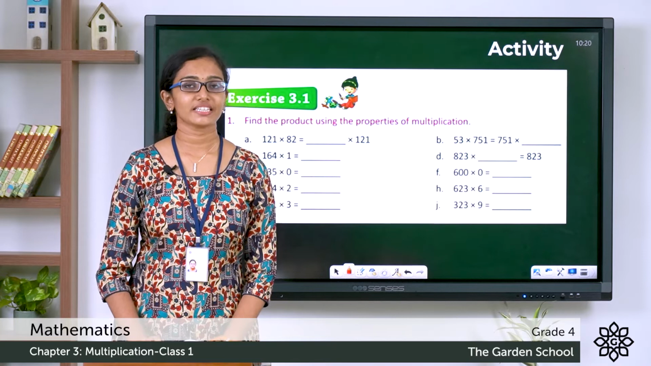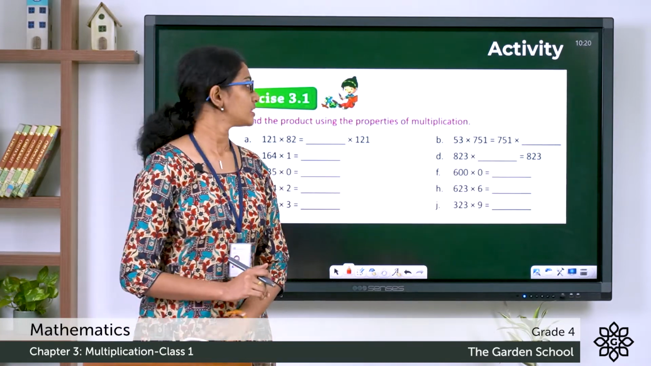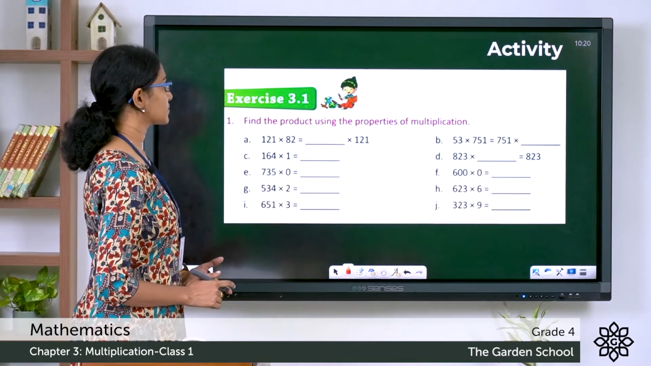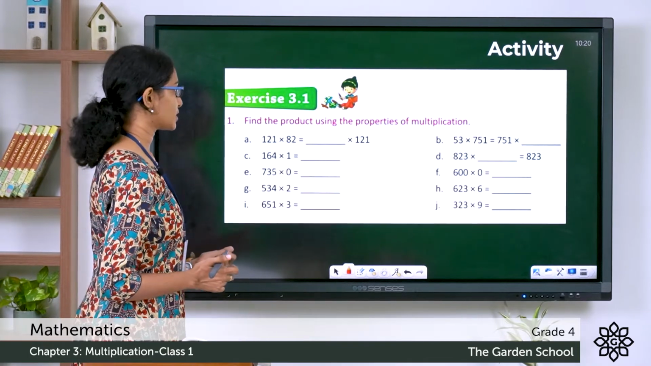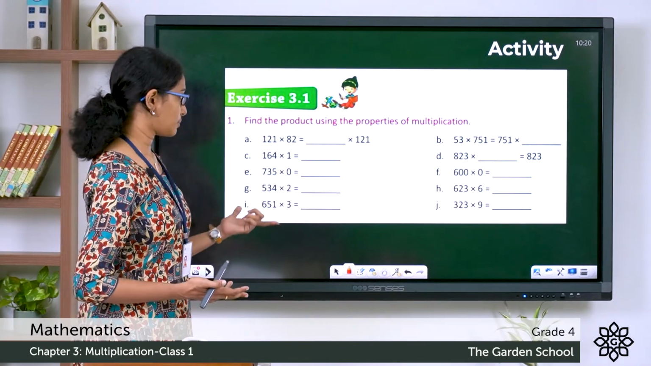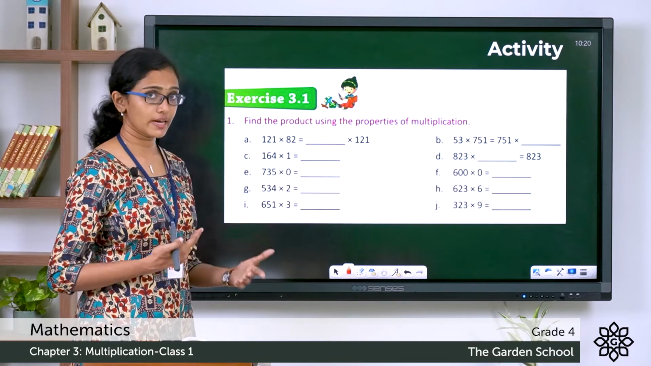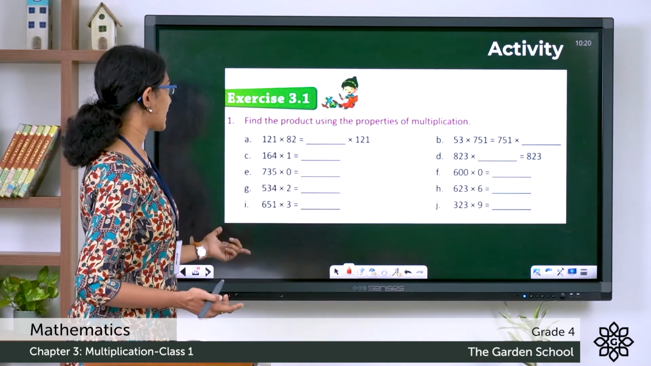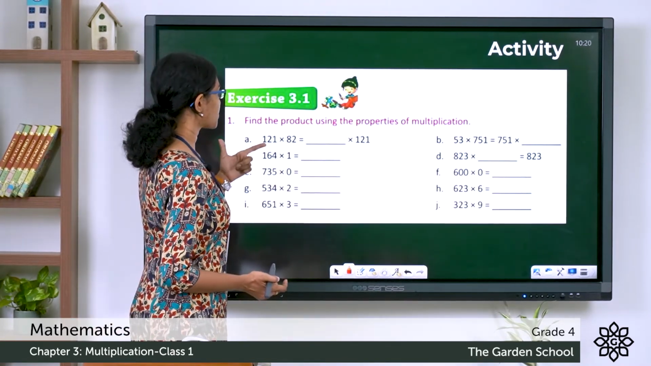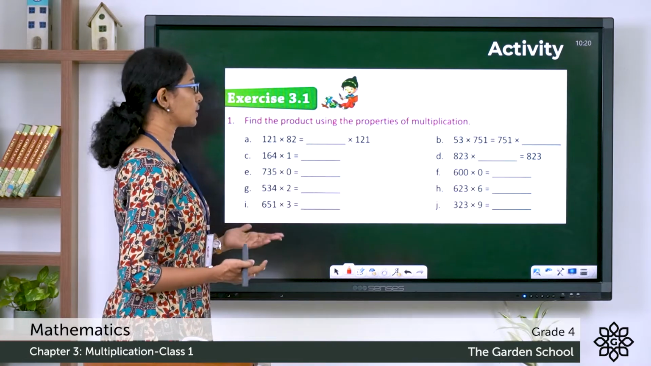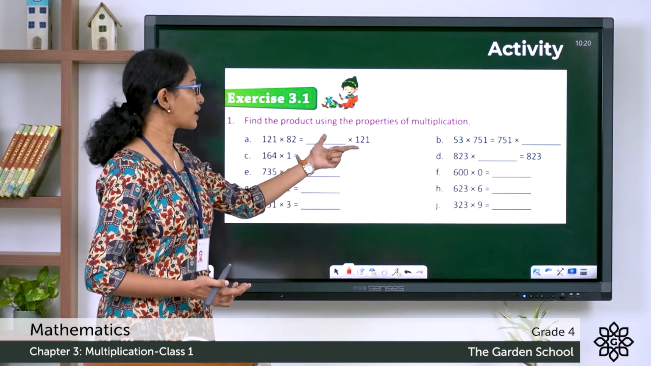Hope you finished writing the answers. Now let's discuss them. Now the first question, find the product using the properties of multiplication. So we have already seen the properties of multiplication and I hope you went through the topic. Now let's see the answers.